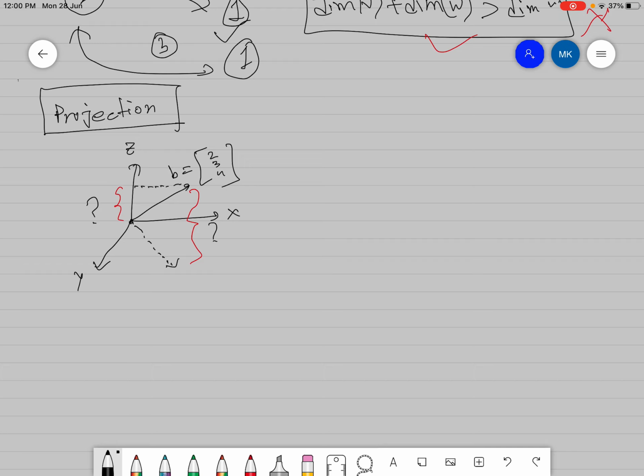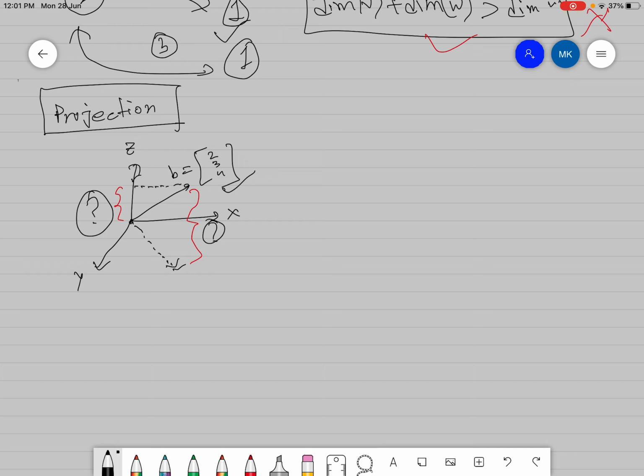So there is a vector b equals 2, 3, 4, and you draw two projections from this vector on the z axis and the xy plane. What is the measurement of these two projections? This is the first question, and the second question is: what matrices actually produce these projections onto the line and onto the plane?